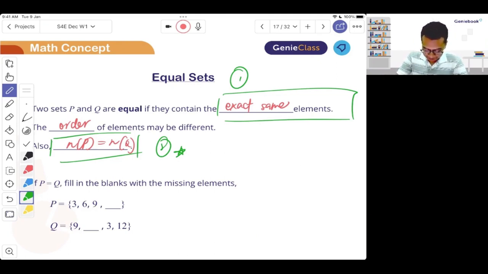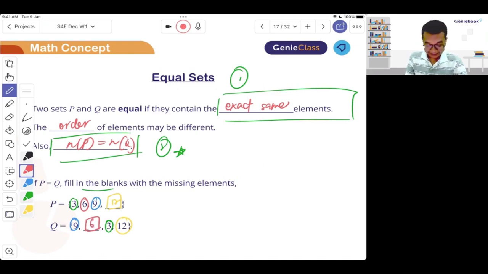Okay, so as I mentioned, if P is equal to Q, fill in the blanks with the missing elements. Now, I've got 3 in both sets. I have 6 in the first set, but I don't have 6 in the second set. I have 9 in both sets, and then I have 12 in the second set, and I don't have 12 in the first set. So for set P, what is the missing element? What is the missing element in set P? That means over here. I gave you a clue already, writing it in yellow. It's 12, very good. And then what's the missing element in set Q?